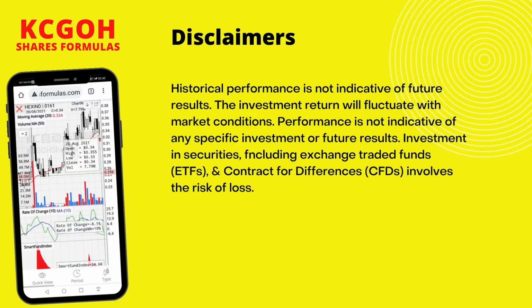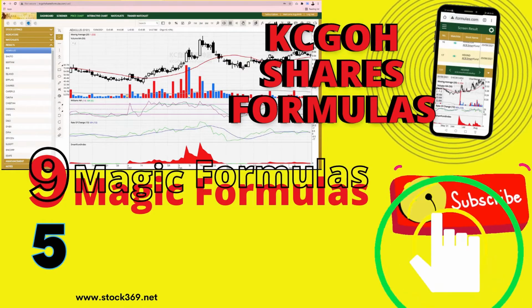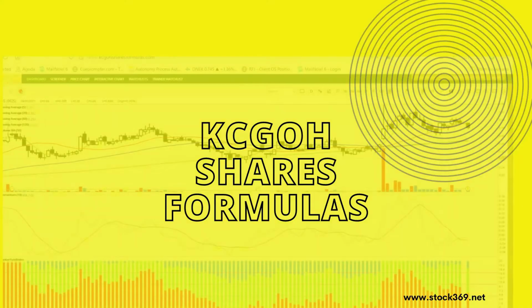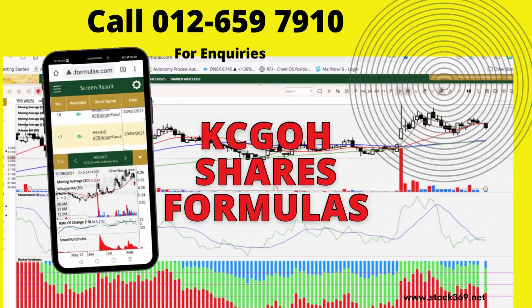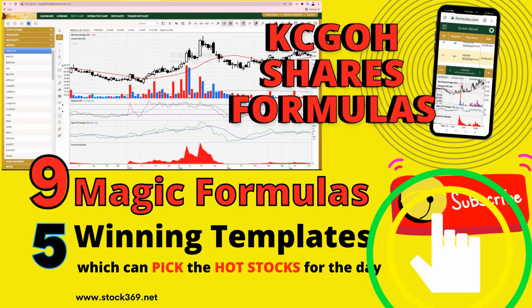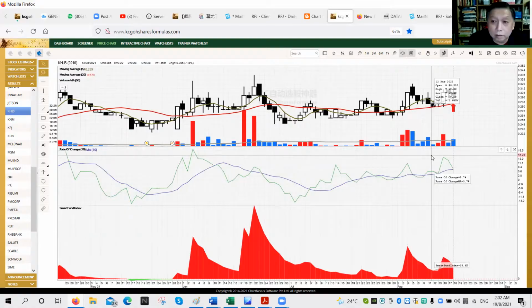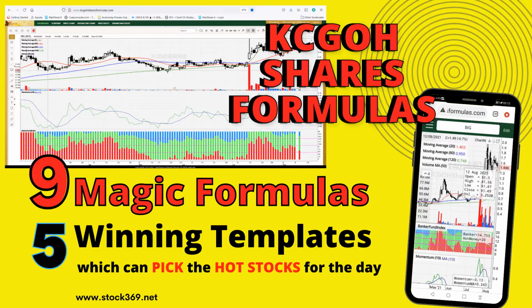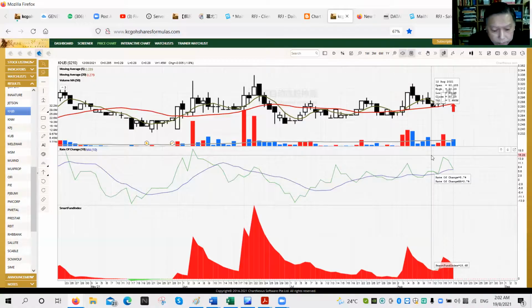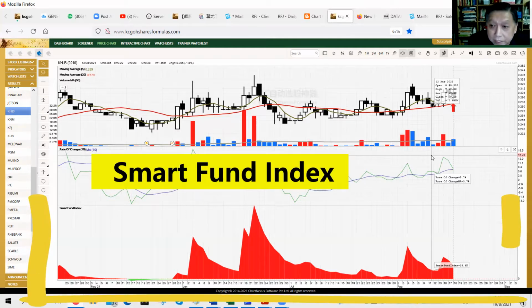Okay, welcome back. I am the creator of my screener, which uses 9 formulas to select a list of stock for my trading purpose. Tonight, I'm going to show you how I use Smart Fund Index.